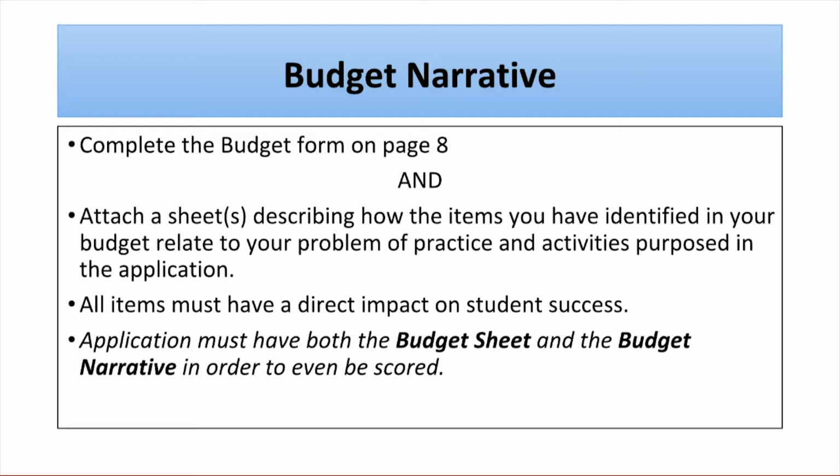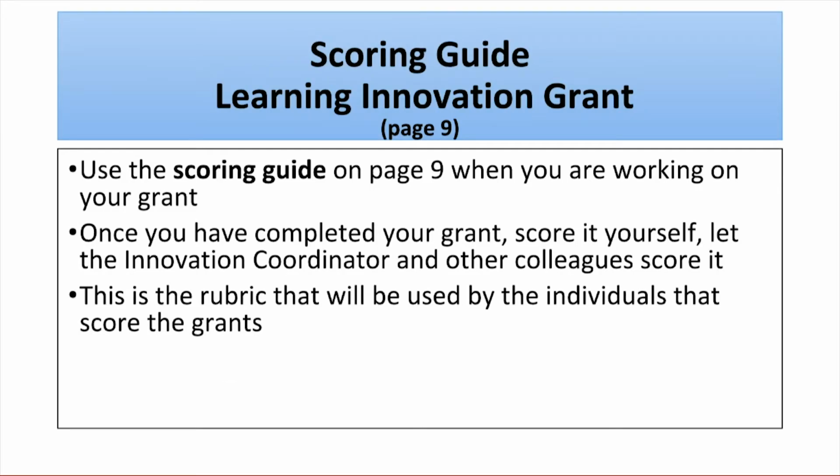And remember this, you can't just say, I want to buy this, I want to buy that. It has to be something that's going to have a direct impact on student success. And you have to show how it's going to have that impact on student success. What are you going to be doing with it that will make student learning take place? Okay, I repeated myself there that it must have both those because I do not want you to forget.